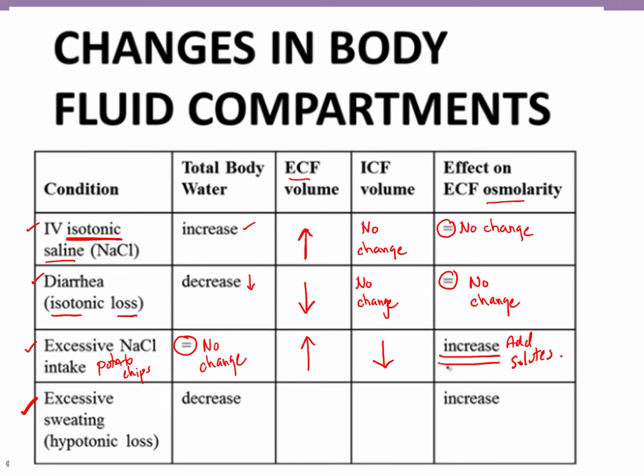All right, now let's look at excessive sweating, hypotonic loss. So we're losing just water, right? We're losing water, we're not losing electrolytes. So what happens to our total body water? It's going to decrease, right? What happens to our osmolarity? Our osmolarity will also increase because if we lose water, we're going to concentrate our solutes, right? Because we're losing the water part, we're concentrating our solutes.